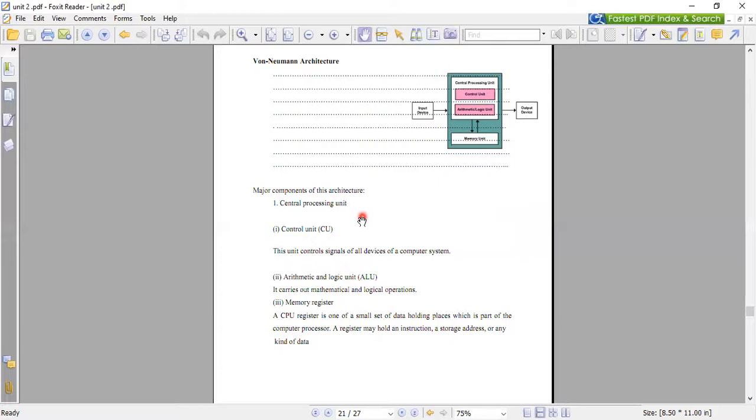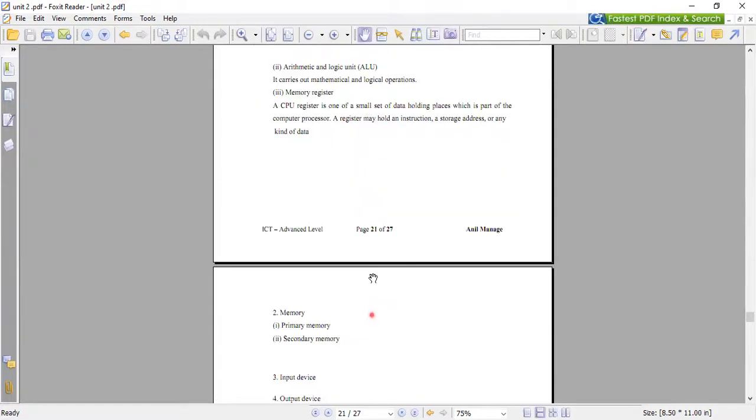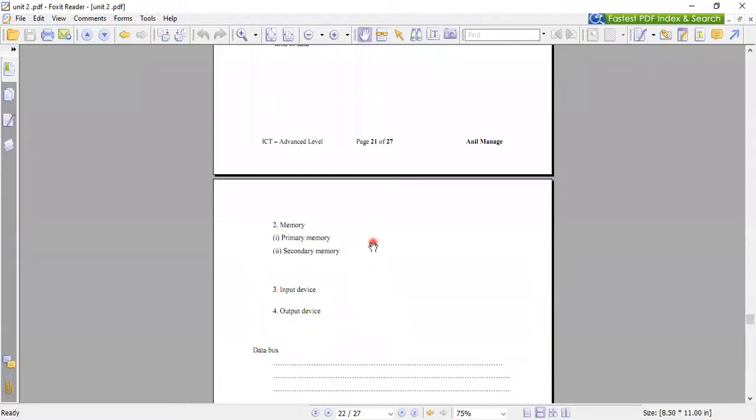That is addition, subtraction, division, then comparison. All these things are done by the arithmetic and logic unit. Then you have the memory register. The memory register is a kind of small memory that can hold information related to the arithmetic and logic unit. A CPU register is one of a small set of data holding places which is part of the computer processor. A register may hold an instruction, a storage address, or any kind of data. So it is holding a small amount of data which is needed by the ALU and all.